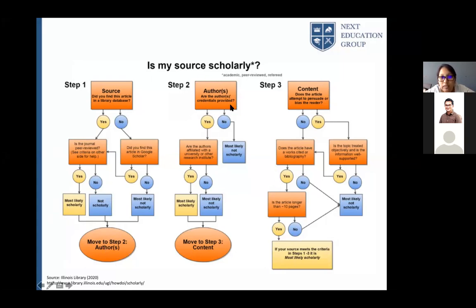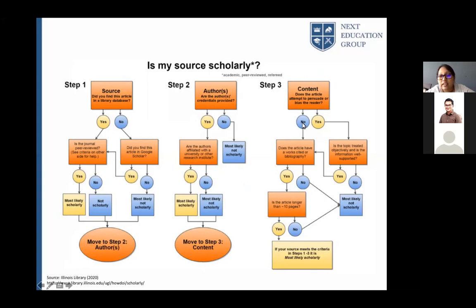Step two, the authors. Are the authors' credentials provided? Do you know who these people are? No? Then probably it's not scholarly. Yes? Are the authors affiliated with a university or research institute? Like the one that I showed you, they were in a university. So if it's yes, good. If no, be careful.